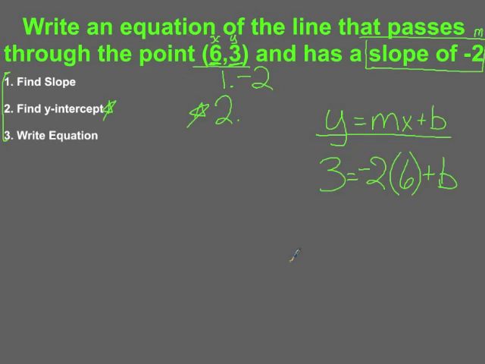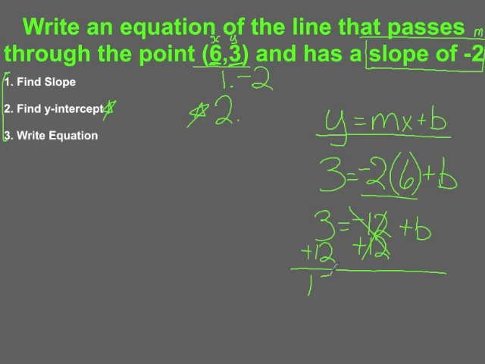Now, I need to solve for the b. And I follow my normal 2-step equation solving. 3 equals -2 times 6 is -12 plus b. Add 12 to both sides to get rid of that -12. Those cancel out. We're left with 15 equals b.